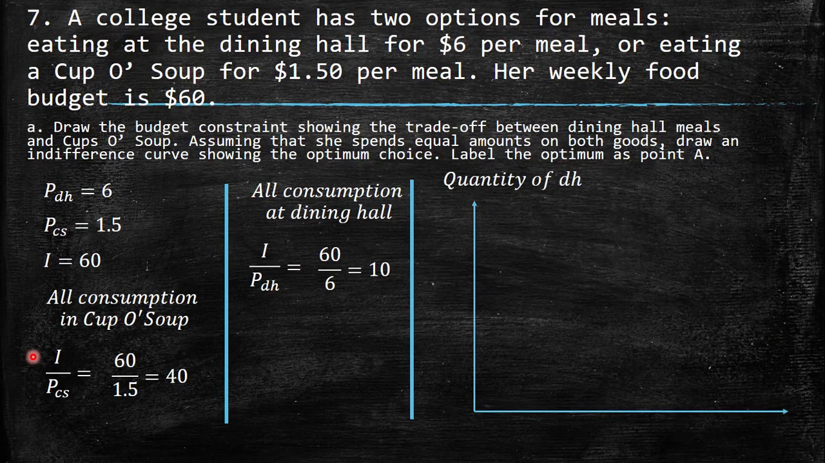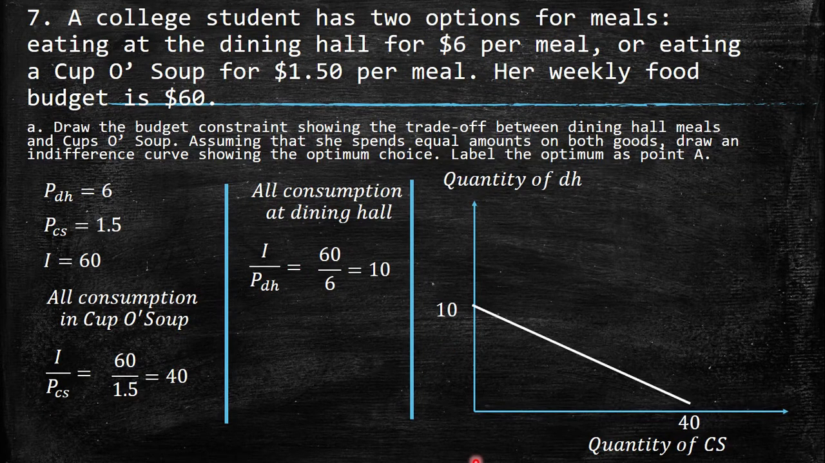Then, in order to represent the budget constraint, first we need to label the axes. I just labeled quantity of dining hall and the quantity of soup. Maybe I can make it upside down. It doesn't matter. You can represent it how you want. Here is the maximum point of dining hall. Here's the maximum point of 40. Then this should be the budget constraint.